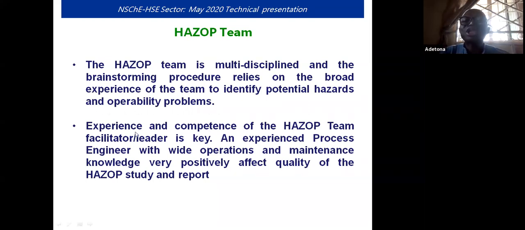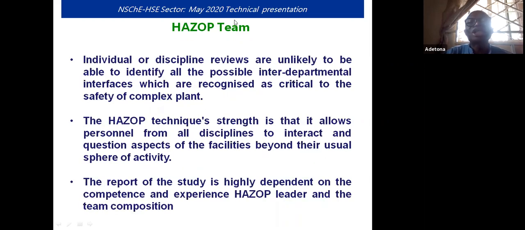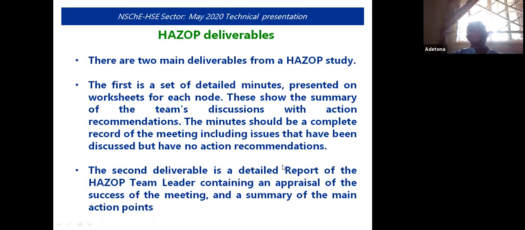Now, the Hazop team I talk about, as we said, is a multidisciplinary team, and the experience and competence of the Hazop and so on and so forth. We're not going into that. So this forms the particular theme. Now, what are the deliverables? After we carry out the workshop, the brainstorming, and the Hazop secretary has documented and produced the worksheet, there are two major deliverables we expect from him.